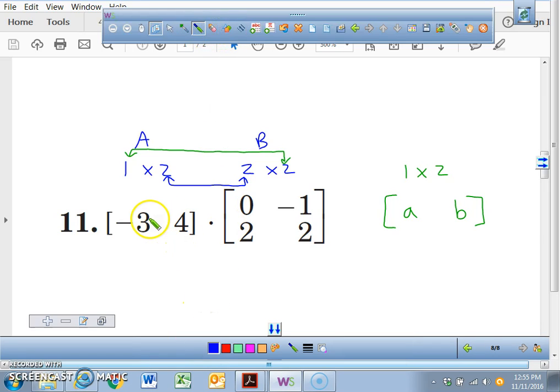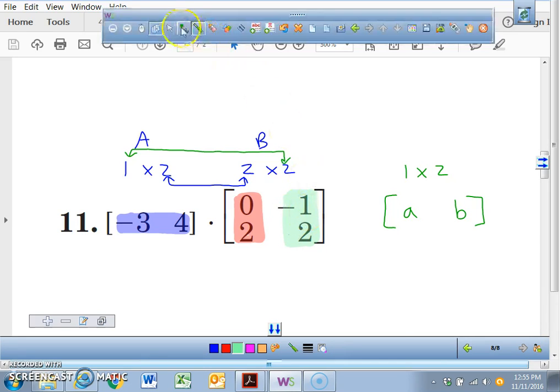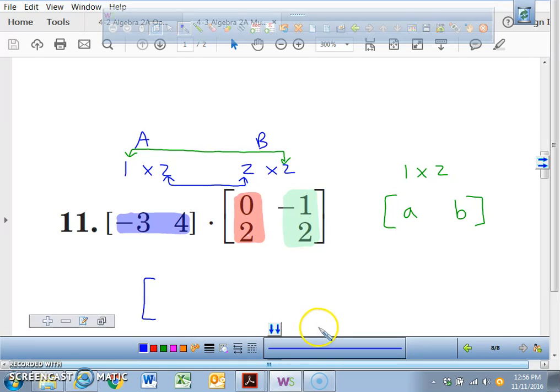So once again, I'm going to highlight this row in one color. I'm going to highlight this column in one color. I'm going to highlight this column in one color. Now, if you don't have colors and you can't highlight, you can always group them together with circles or ovals. You can group them like that if you want to. Okay, so we're going to start this problem. Where are we going to start?